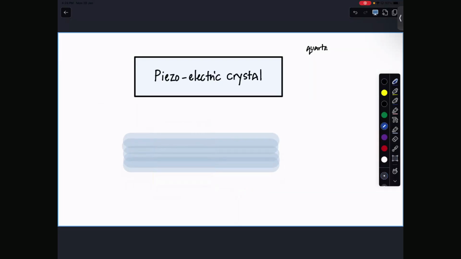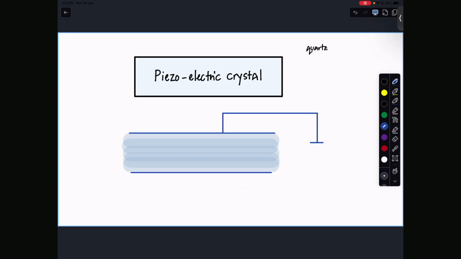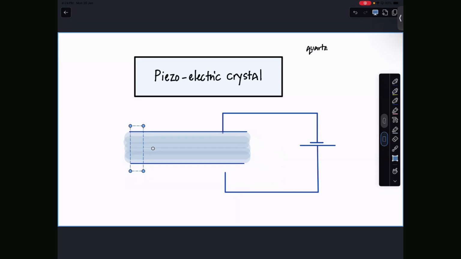And we found this very interesting phenomenon. If you take a crystal like this and you place two terminals across it, like metal, and you apply a potential difference across it, like a voltage, something interesting happens. So when you apply voltage across the quartz crystal, the crystal changes its shape. So I'm using a battery, and I provide a voltage across this quartz crystal, right? কি করবে? এটা shrink করবে. It becomes smaller in size.